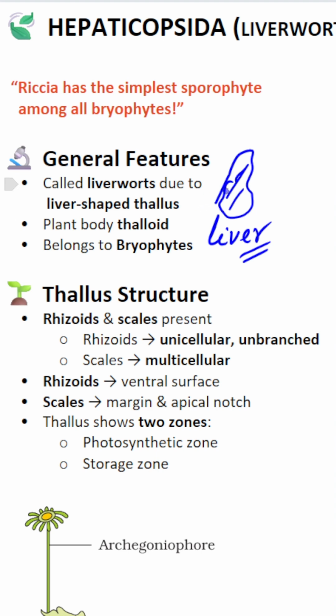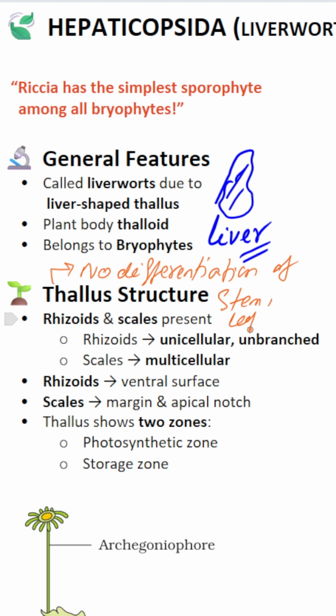So what is thallus? We already discussed that there is no differentiation of stem, leaf and roots. If we are unable to differentiate a plant into stem, leaf and root, then it is called a thallus. No differentiation of stem, leaf and root. So if we are unable to differentiate stem, leaf and root, then we call it a thallus. Got it? Now let's move.